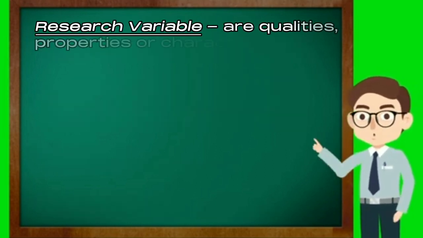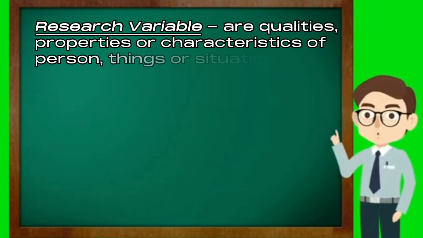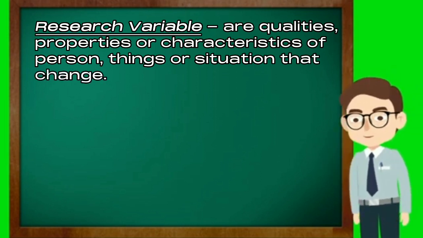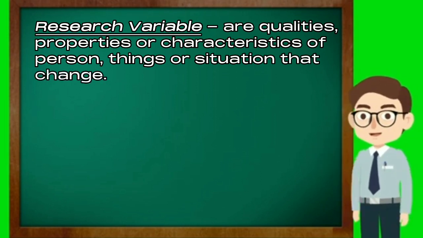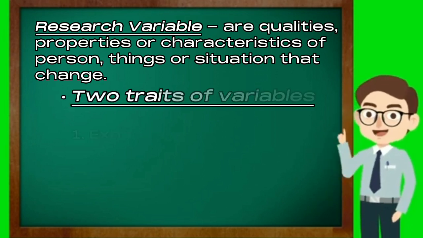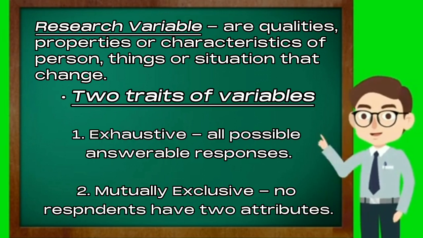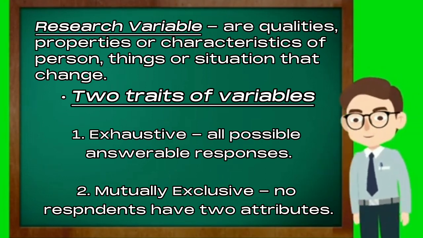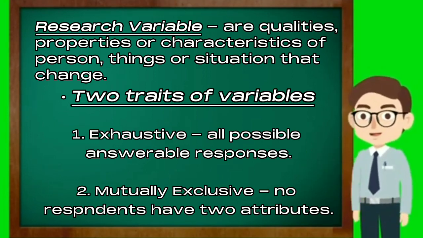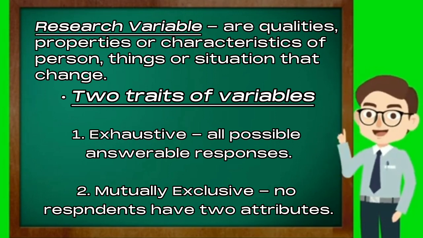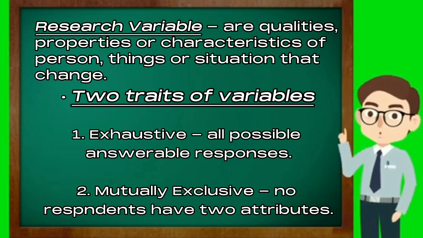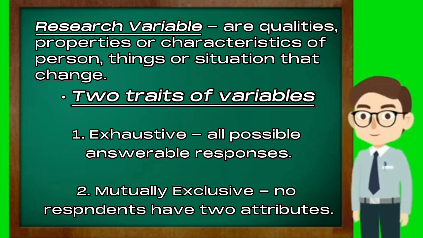And to sum up our topic today, research variables are qualities, properties, or characteristics of persons, things, or situations that change or vary. Finally, there are two traits of variable that should always be achieved. First, each variable should be exhaustive. It should include all possible answerable responses. Second, the attributes of variables should be mutually exclusive. No respondent should be able to have two attributes simultaneously.